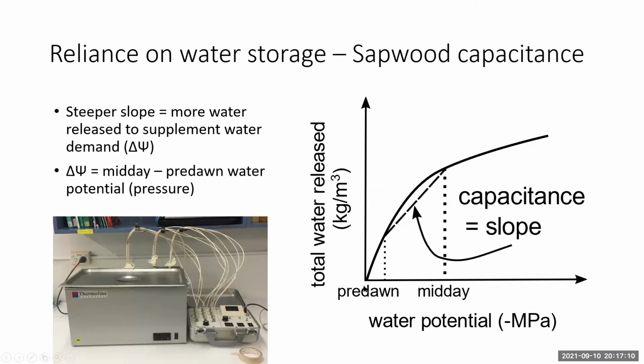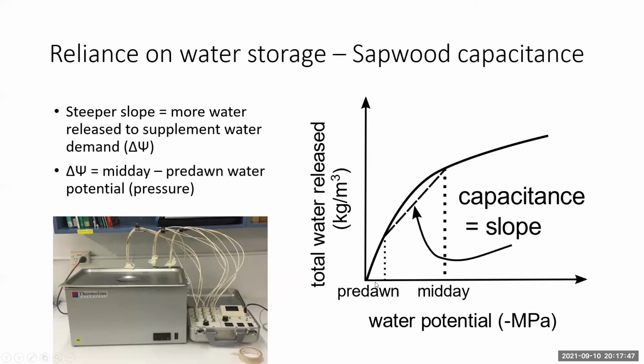So on the x-axis here, we see that water demand rises from pre-dawn to midday. Pre-dawn is before plants see any sunlight during the day, and it tells us what the water demand is at that point and what the water status of the leaf is. Then as the day progresses and things become drier, we see a higher level of midday water potential, which is even more negative and more demanding in terms of water.